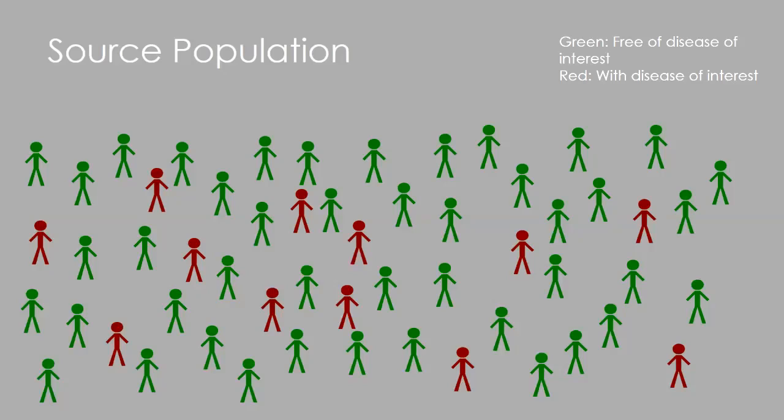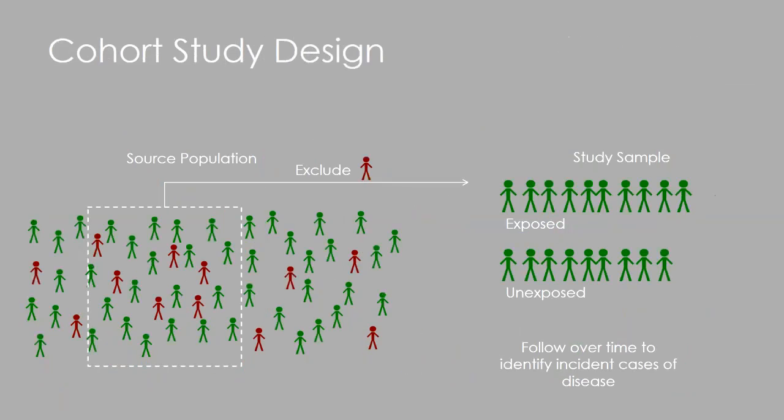Here's one more graphical example of what a cohort study looks like. So if this is our source population, we have a mixture of people who don't have the disease we're interested in, and then some people who do. So the green people represent those who don't have our outcome, and the red people do have the outcome we're looking at. So to do a cohort study, we'd select a sample from that population, and we'd exclude all the people who already have the disease. So in a cohort study, we start with people who are all free of the outcome that we're interested in, and then separate them into an exposed and unexposed group, and follow those two groups over time to identify incident cases of disease or the outcome we're looking for.